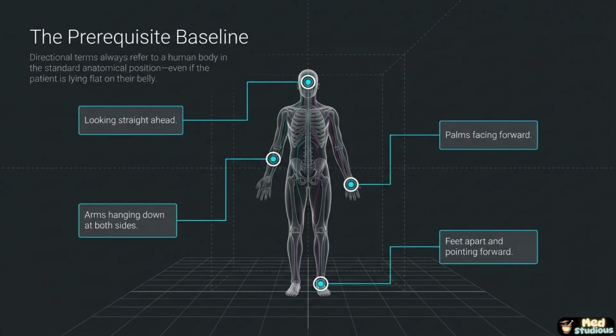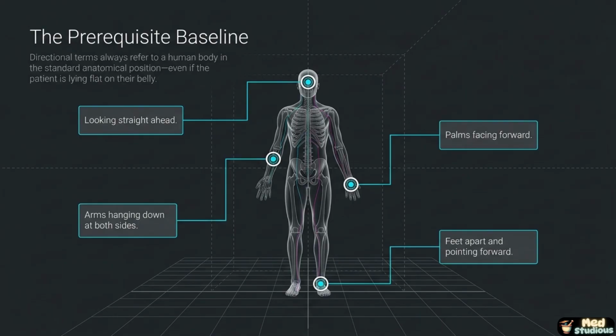Before we can talk about dorsal and ventral, or any directional term in anatomy, we need to establish one non-negotiable starting point, the standard anatomical position. This is the universal reference frame that every single directional term in medicine is based on, regardless of what position the actual patient is in.